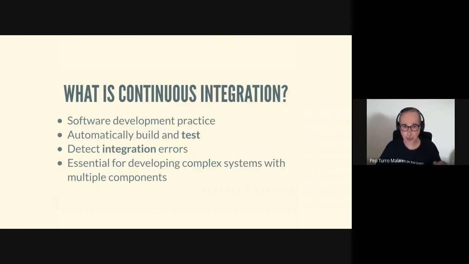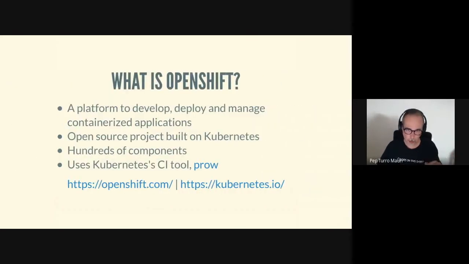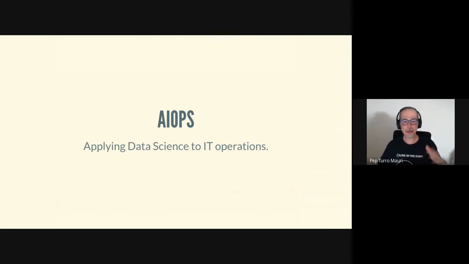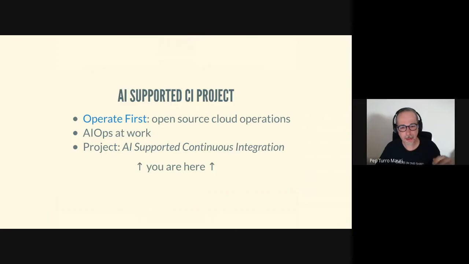And I'll skip quickly over CI. Everybody knows what CI is, and I'll skip over what OpenShift is. Everybody knows what OpenShift is, and just to mention that OpenShift has a CI system, OpenShift CI, using Prow. And I'll skip over AIOps. Everybody knows what AIOps is. And as Michael mentioned, the original idea of this project is the AI for CI project in the AIOps team in the Operate First initiative.